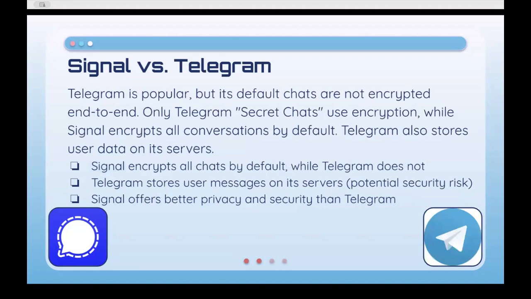Now, Signal vs Telegram. Telegram is popular, but its default chats are not encrypted end-to-end. Only Telegram secret chats use encryption. This is really important because Signal can encrypt all conversations by default.